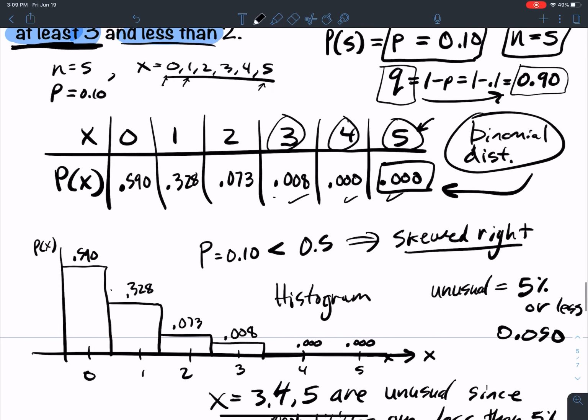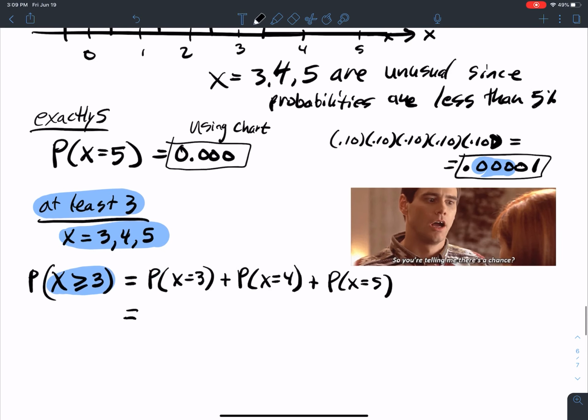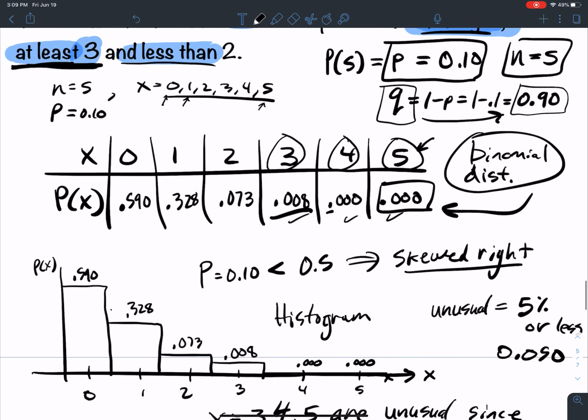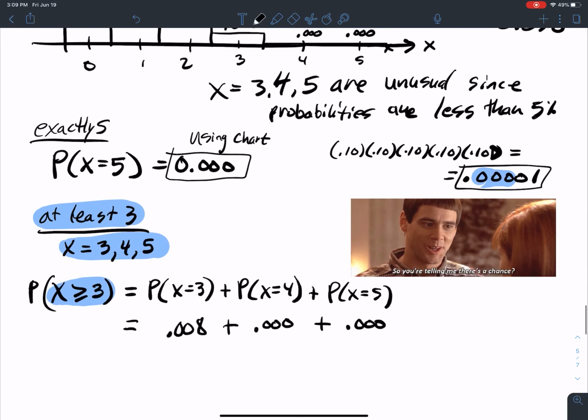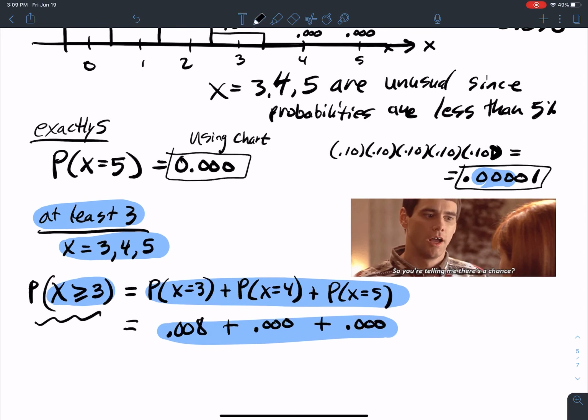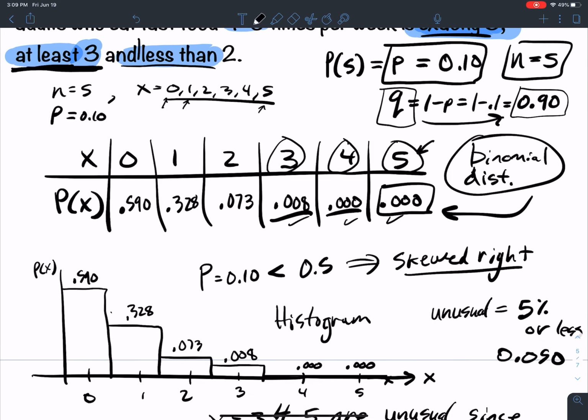Now, what's the probability x equals 3? I look at my chart. It's 0.008. Probability x equals 4. I look at the chart. 0.000. Probability x equals 5. 0.000. This is the work that I'm looking for if you see a question like this on an exam, people. I want to see all of this written out here. And so that adds up to 0.008. No biggie, right?